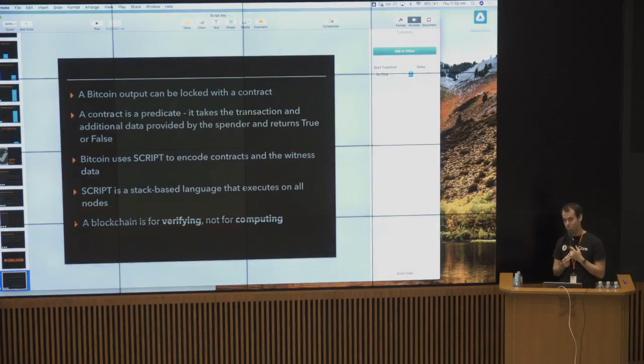Pay to pub key hash is optimal in terms of weight. Yeah, one advantage of pay to pub key hash is you don't reveal your public key until the time of spending.